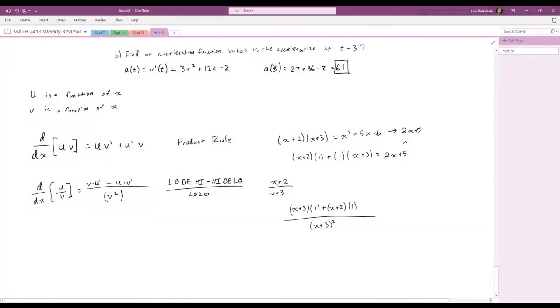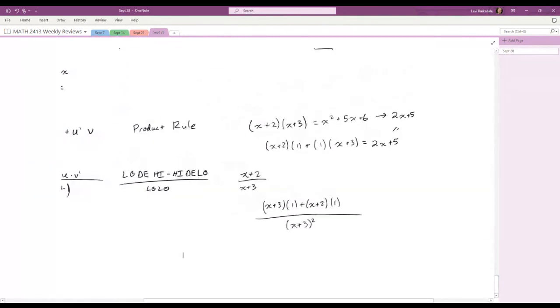Low d high minus high d low over low low. It just says take your bottom function, multiply by the derivative of the top function, the high function, subtract the high function times the derivative of the bottom function, all over the bottom function squared. That's how it was taught to me, so I can never forget it, and I haven't seen anyone else taught that way. It's just a weird quirk of mine, I guess.